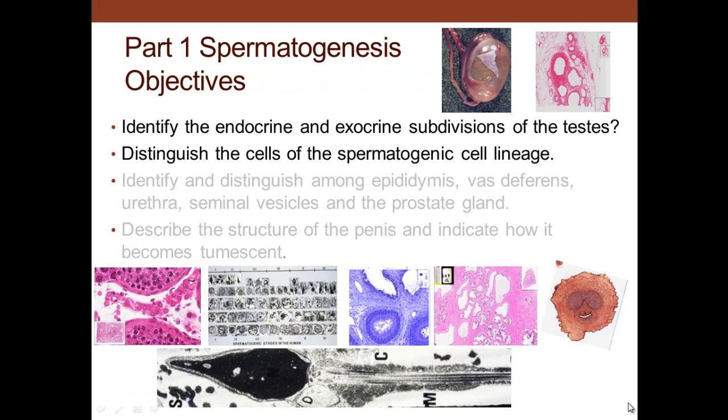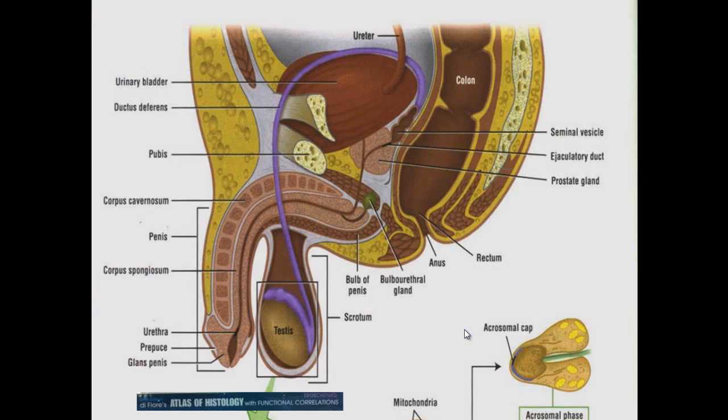In part one, we want to identify the endocrine and exocrine divisions of the testis, and we want to distinguish the cells of the spermatogenic lineage. Part two will be the exocrine ducts, but part one has to do with spermatogenesis.